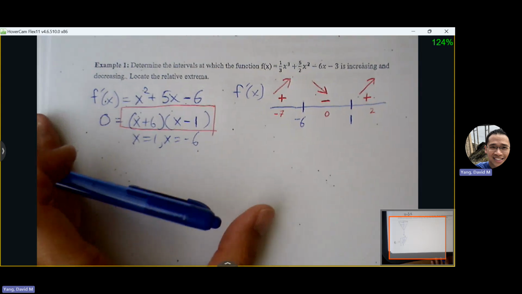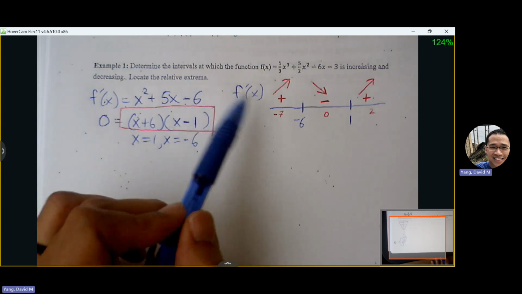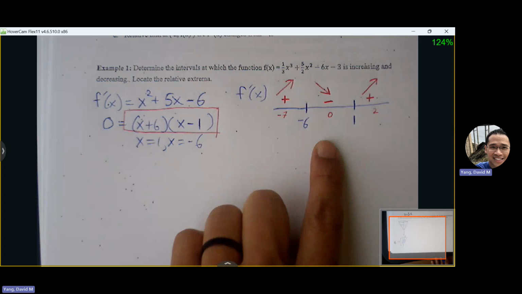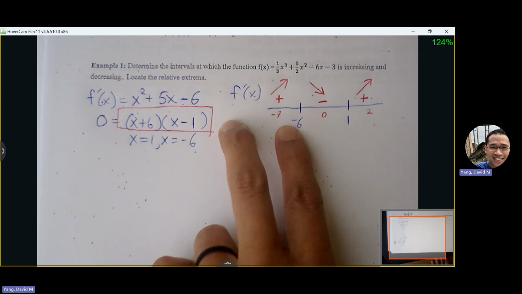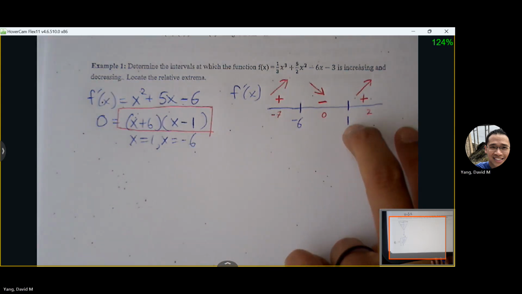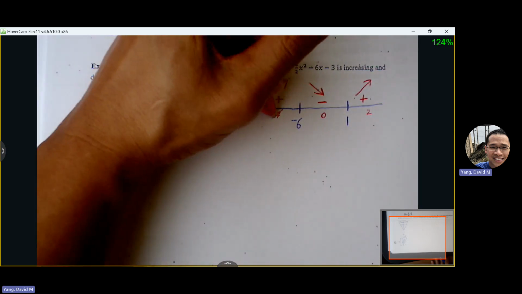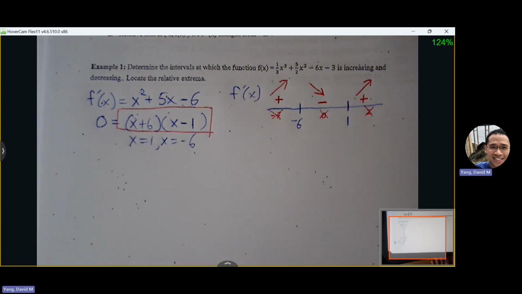So on the AP exam, if they ask you to identify increase, decrease intervals, relative max, relative min, they may also ask you for because statements or to justify your statements. So here's how we can justify our statements. Let's do our increasing first. So on which interval is our graph increasing? From negative infinity to -6, and then from 1 to infinity. Now, once you identify your test points, you're not going to use them in your interval statements. So make sure that those are not used. You're only using the infinities, the -6, and the 1.